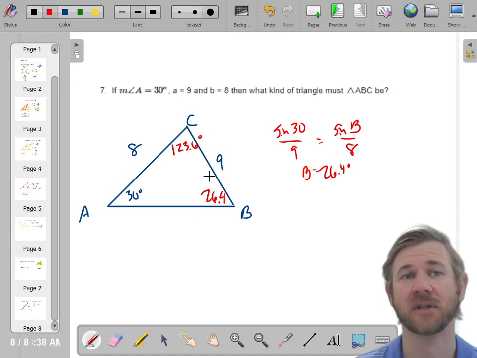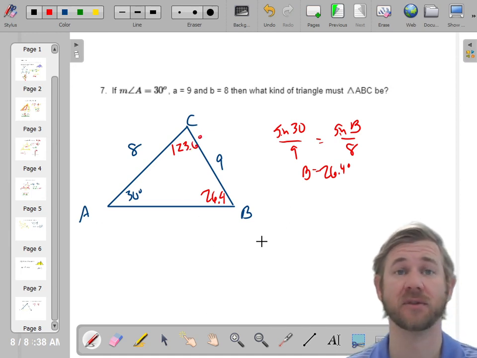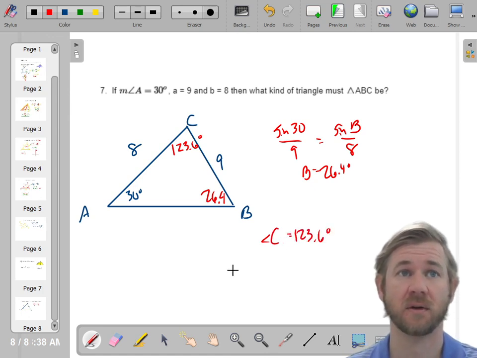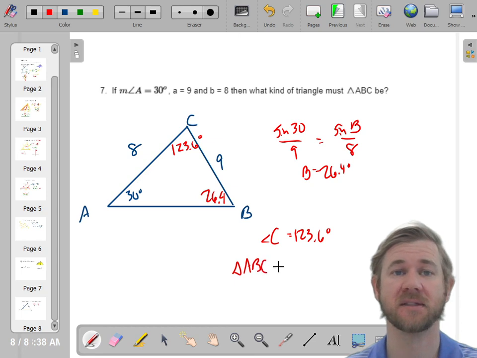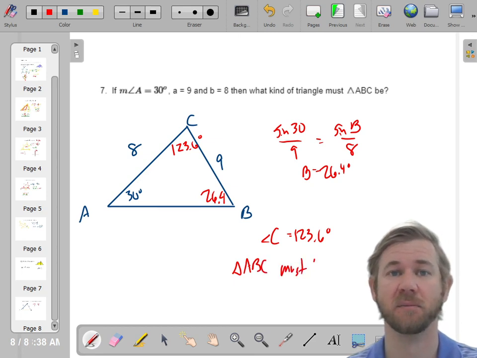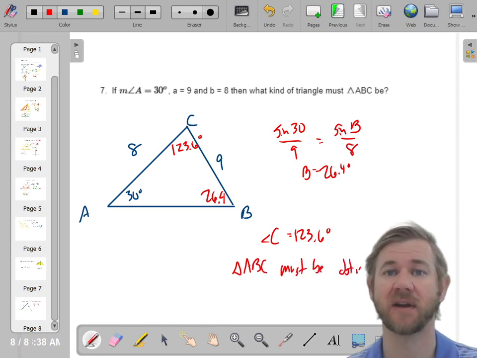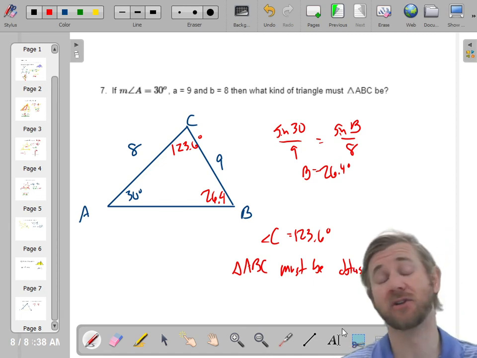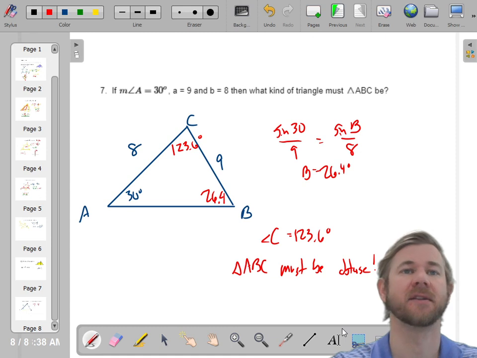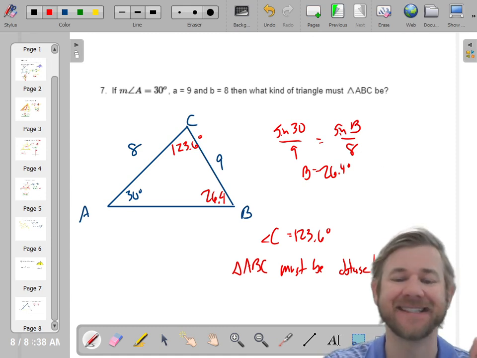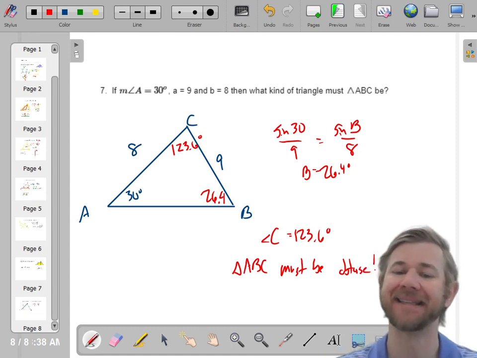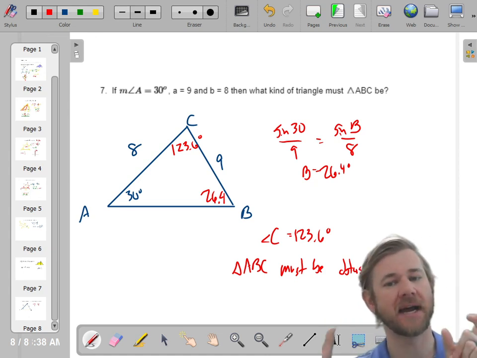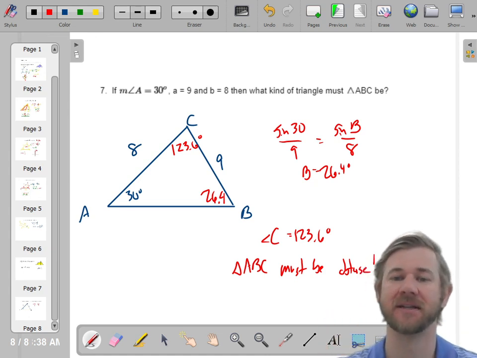So this is actually obtuse. So it must be obtuse. Angle C is 123.6. So triangle ABC must be obtuse because you have an angle bigger than 90 degrees. And we know that because there's only one way you can draw it. It's not an ambiguous case. So this side-side-angle stuff is definitely tricky, but the main thing is you take the inverse sine and then you see, could I find two different angles instead of just one?